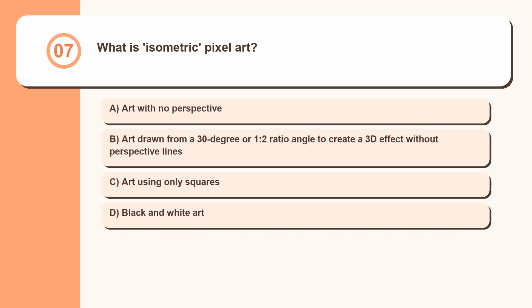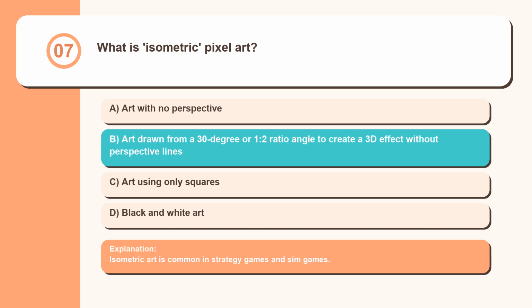Question 7. What is isometric pixel art? Art with no perspective. Art drawn from a 30-degree or 1:2 ratio angle to create a 3D effect without perspective lines. Art using only squares. Black and white art. Isometric art is common in strategy games and sim games.